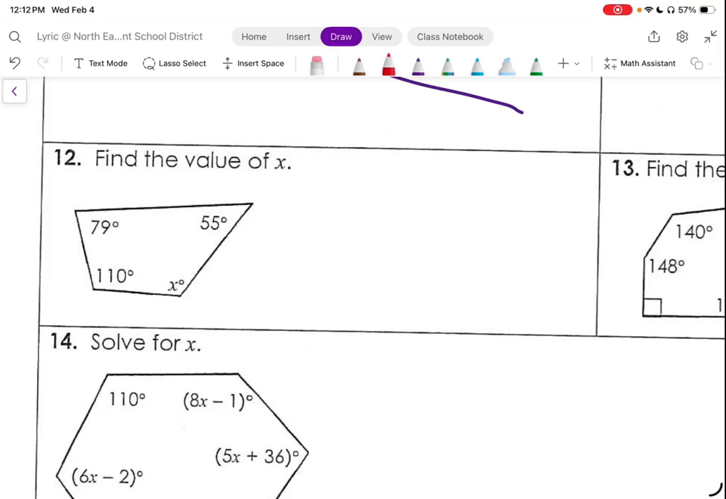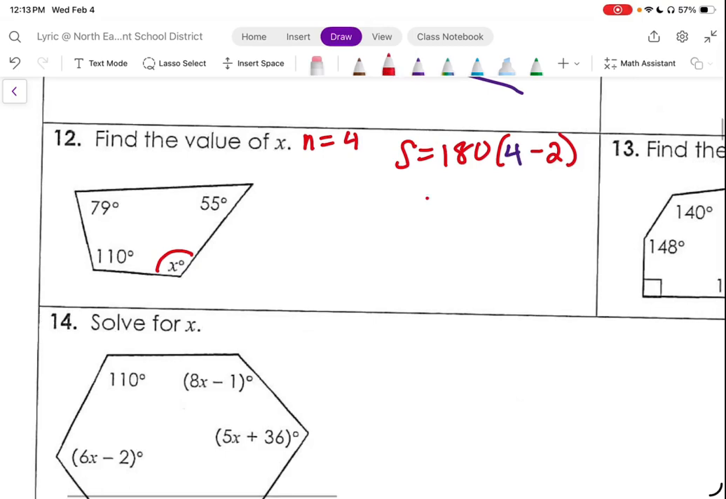Okay, for any of these, we really need to start with n. Remember, n represents the number of sides. In this case, we have 4 sides, and we're trying to figure out what this angle measurement is. We can use the formula on the last page, the sum of the interior angle measures, which is S equals 180 times n minus 2. Plugging in n, which is 4, we put that in the calculator and we get S equals 360.